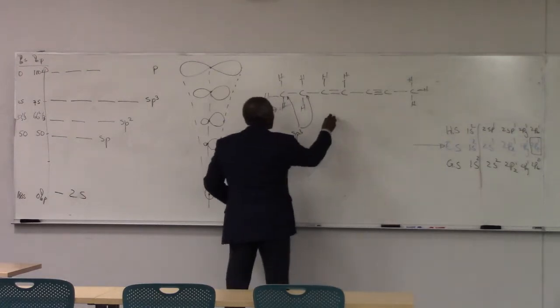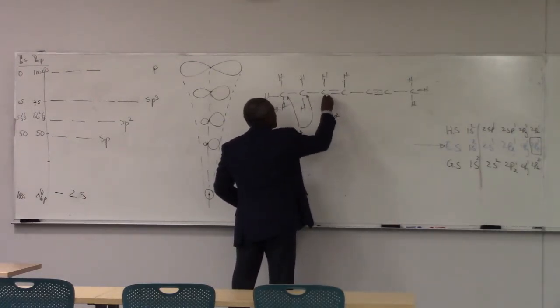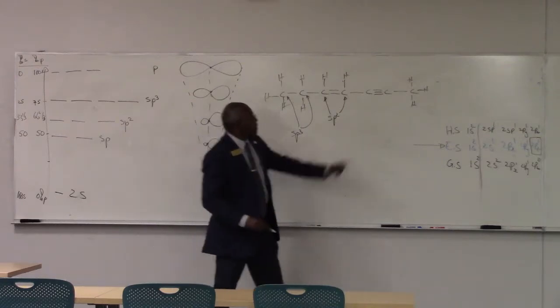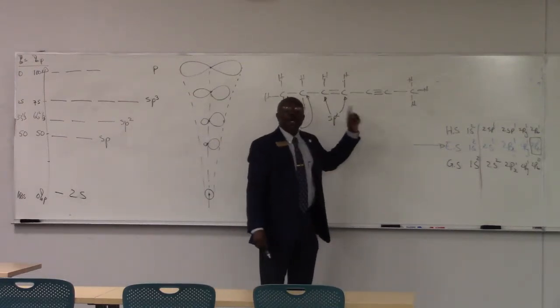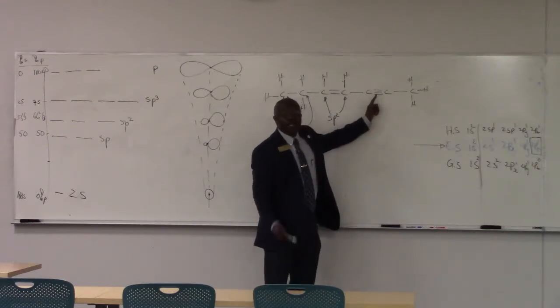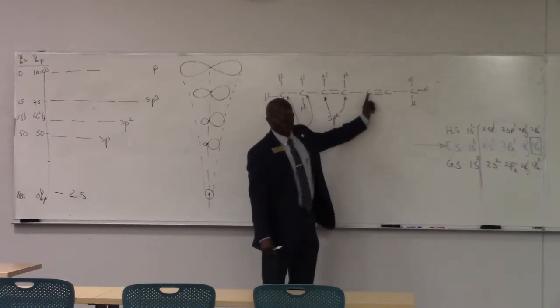And this will be sp2 hybridized. The same is true for that carbon. What about that carbon? How many pi bonds is it forming? Well, there's a triple bond in which one is sigma, the other is a pi. So you're forming two pi bonds.